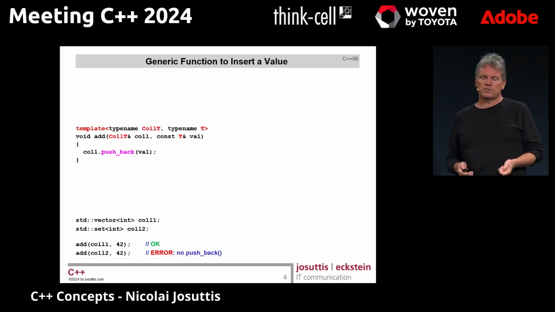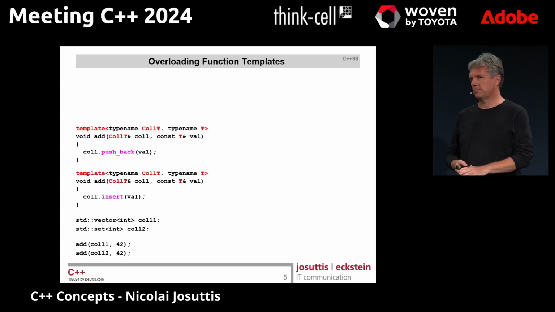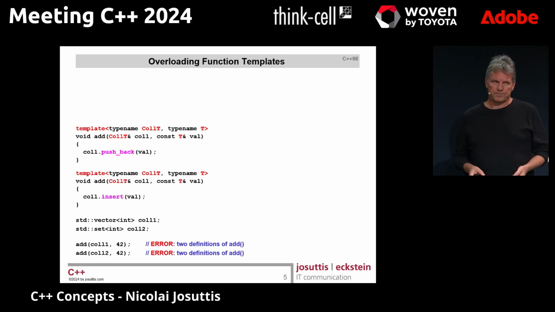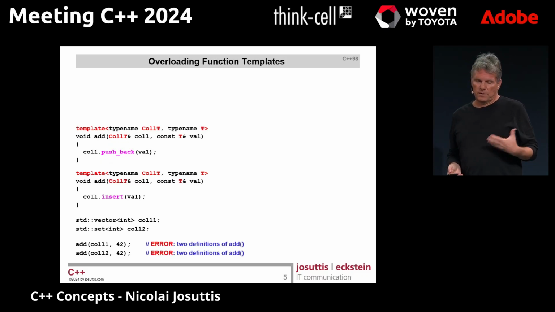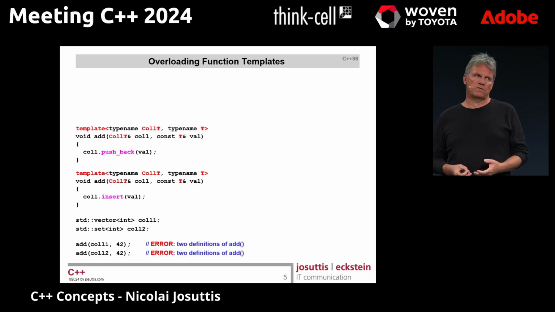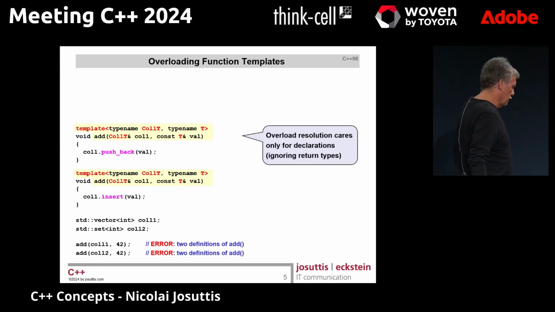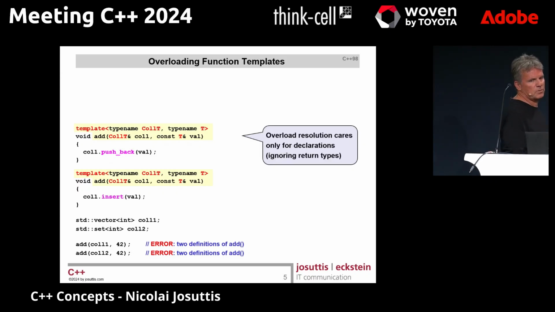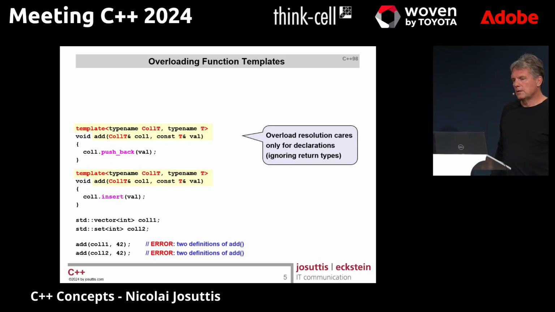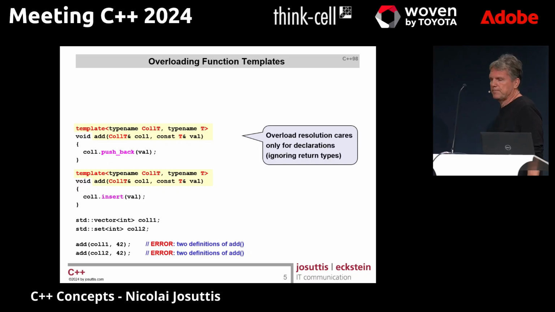And a very naive approach would be to say, well, let's add another add function template. So another add function template takes a value and inserts it into a collection, calling insert. But that doesn't work, because what the compiler sees here is two implementations of the same function template, two different implementations, and that's not allowed. So the compiler will say, I have no idea which one to call. That's not valid code, and it will not compile.